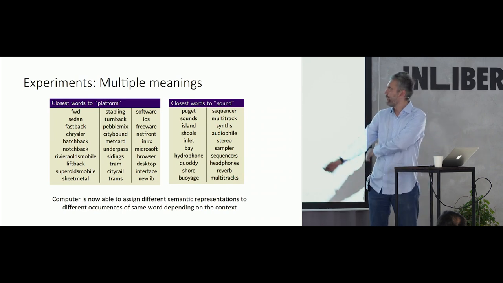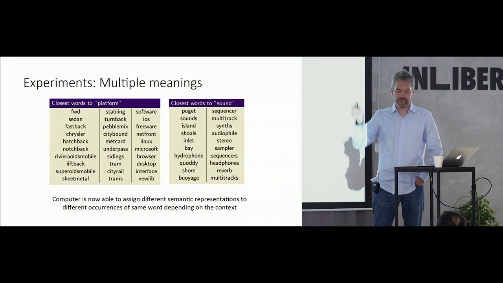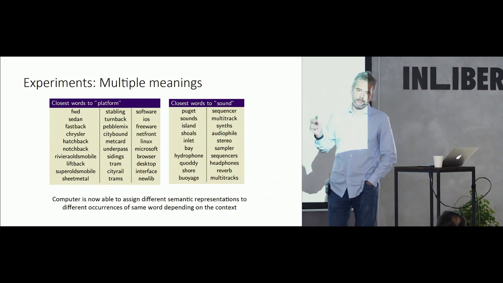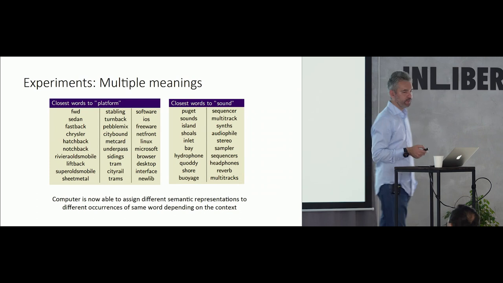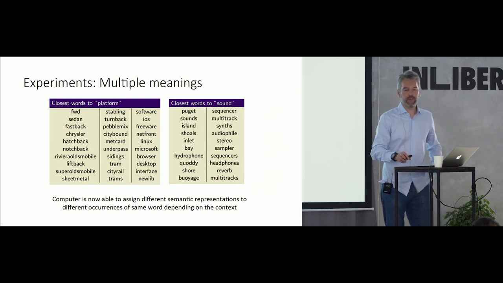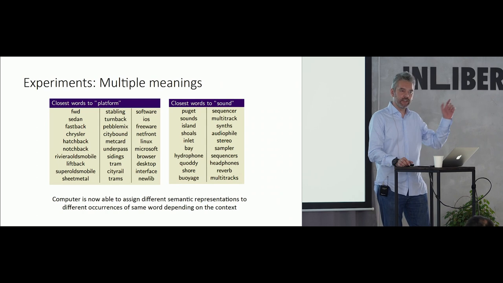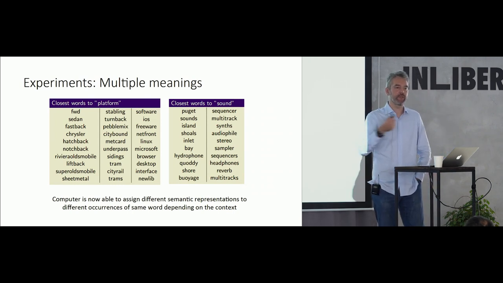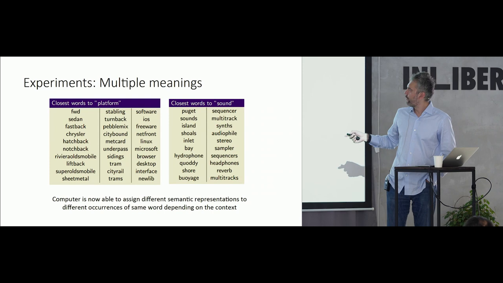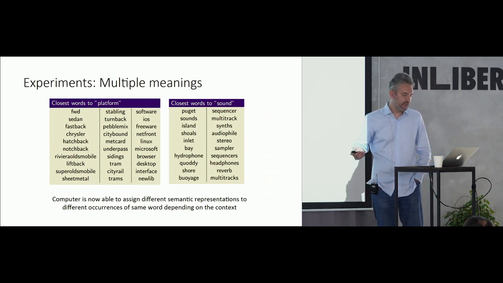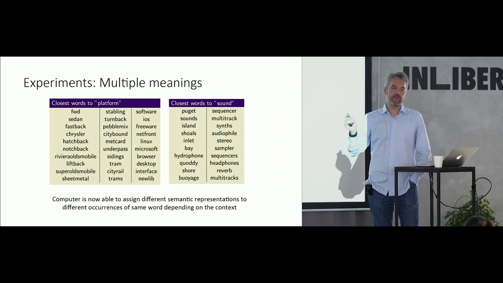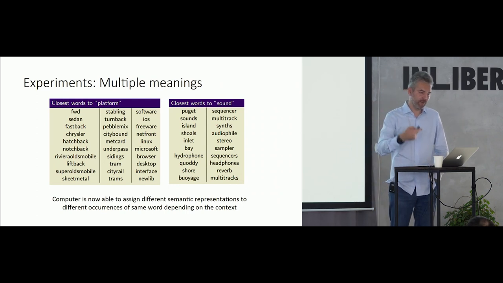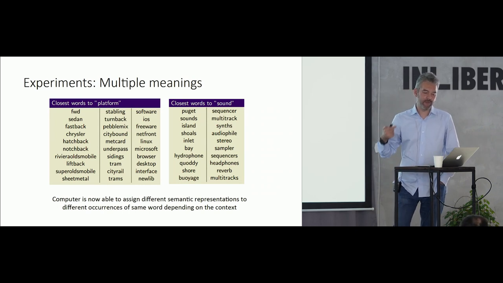These are, by the way, not cherry-picked examples. We took the examples just at random. So we took the word platform, and for the word platform, the computer discovered three different meanings. And we considered the vector representation for each meaning, and we examined the closest vector representations in the Euclidean space. For the first meaning of the word platform, these are the closest words. And we can clearly see that all of them are somehow related to the automobile industry. So we understand that this meaning is related to automobiles.